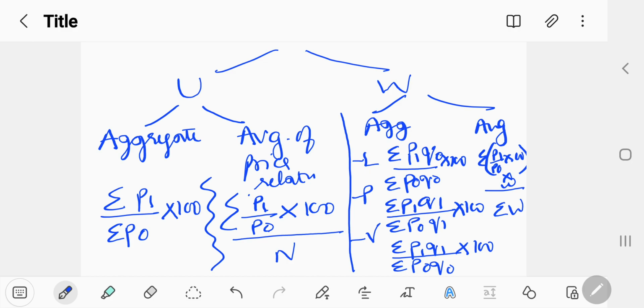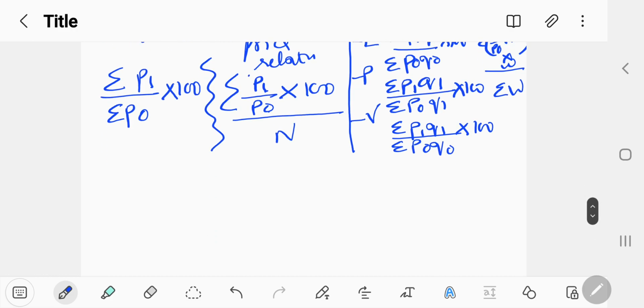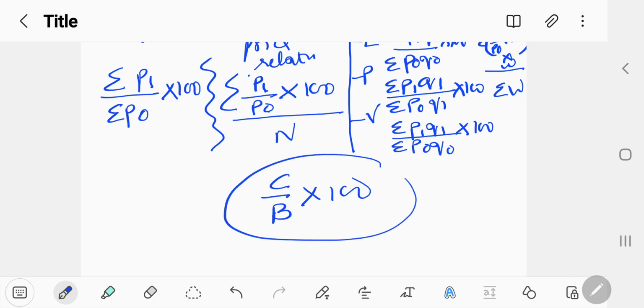So in all, there are two formulas here and four formulas here that are to be done, and all these formulas are based on a common formula, that is current upon base into 100.